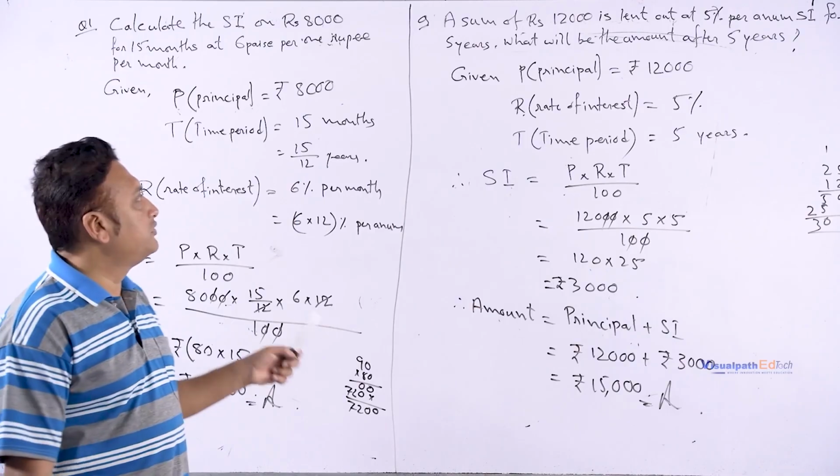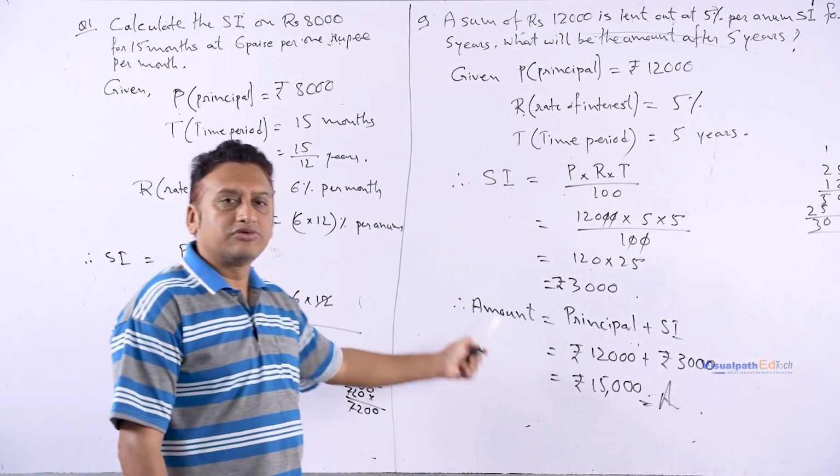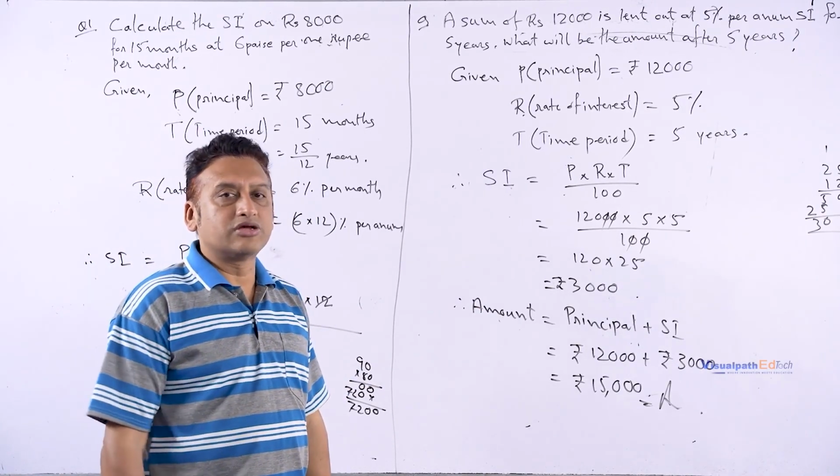So, these are two different sums, in which one we have calculated interest, in the other we have calculated amount. I will show you some more sums in the next slide.